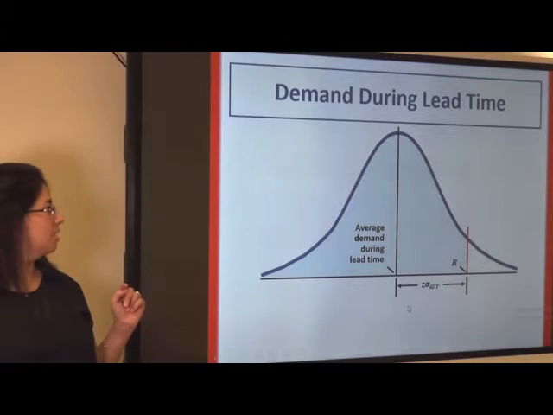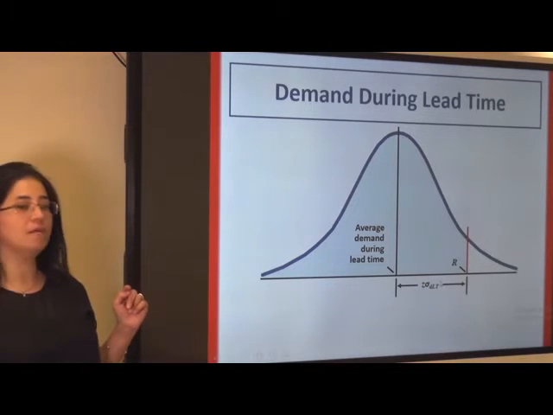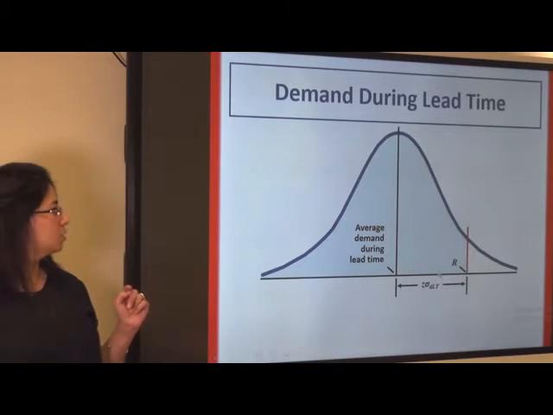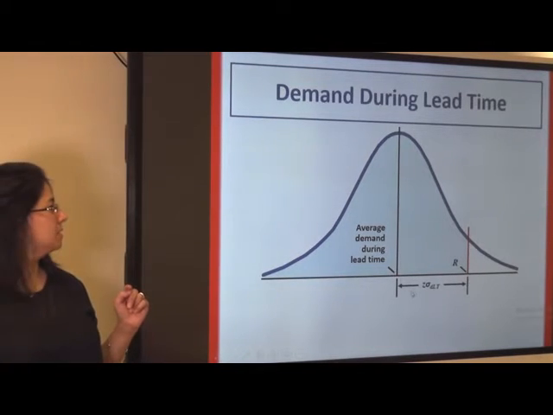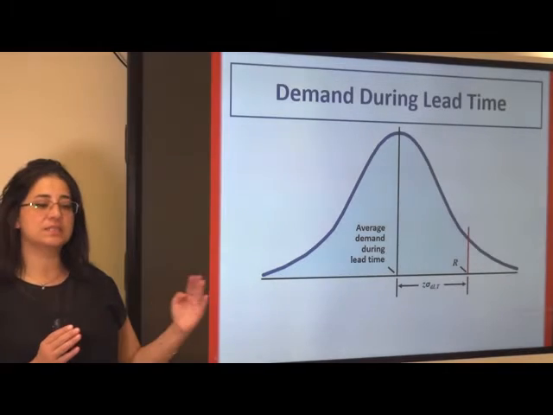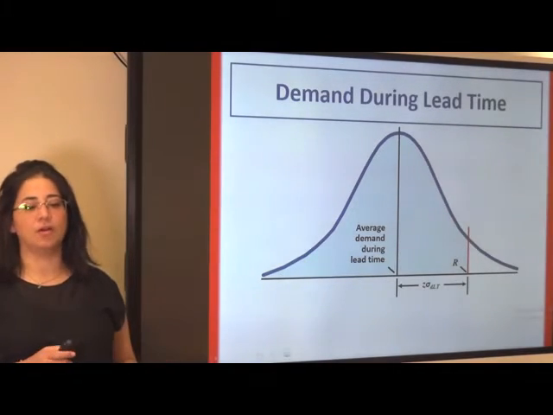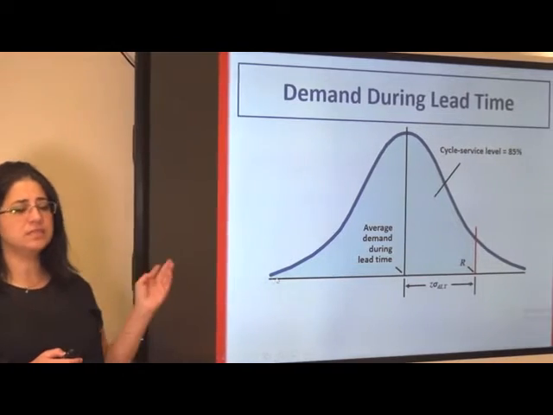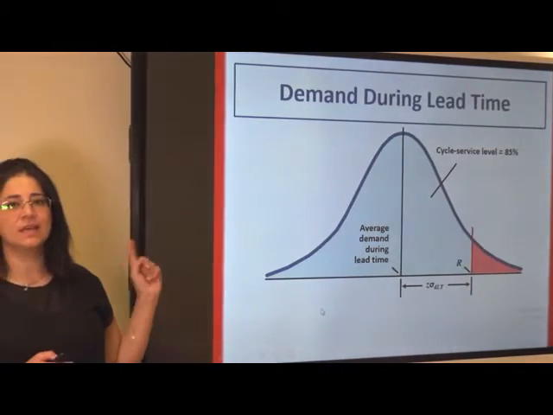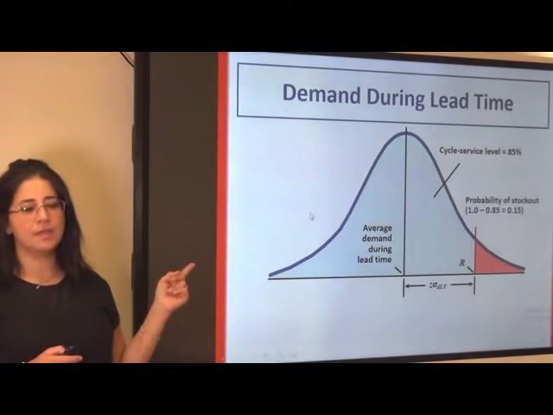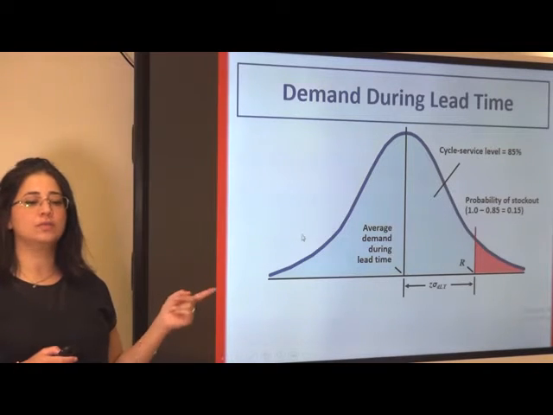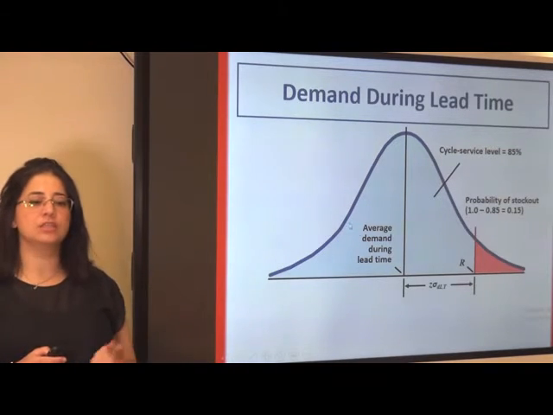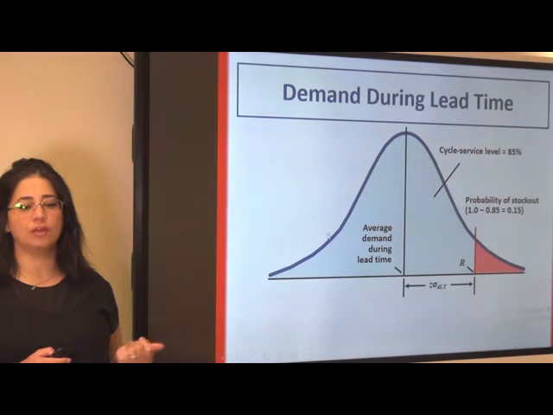Z multiplied by sigma demand during lead time is our safety stock, because R is equal to the pipeline, which is the average, plus safety stock. It's the distance between the pipeline and R. From this figure, we can say that in this example the service level is 85%, okay? And the probability of the stock out is 1 minus 0.85, which is 0.15, or 15%.